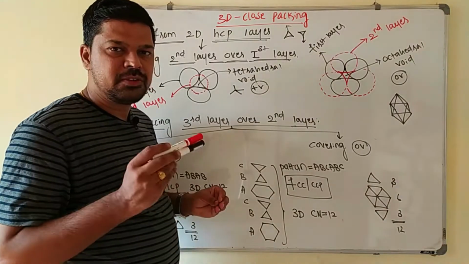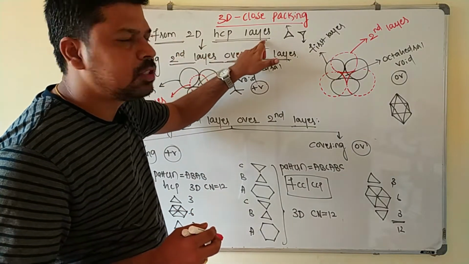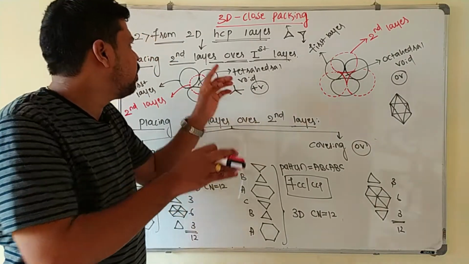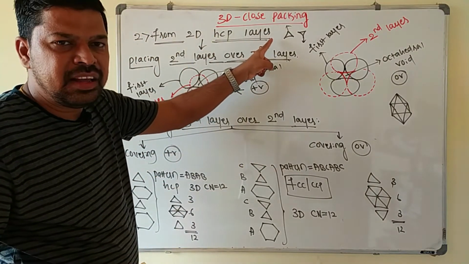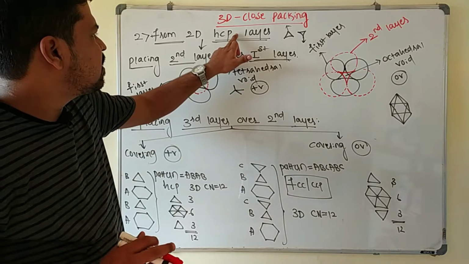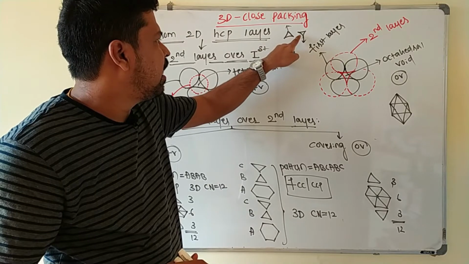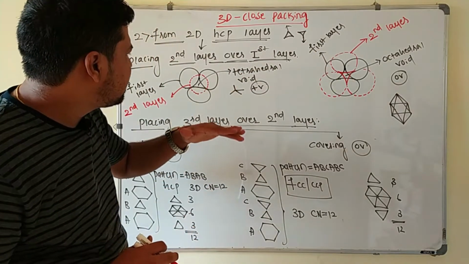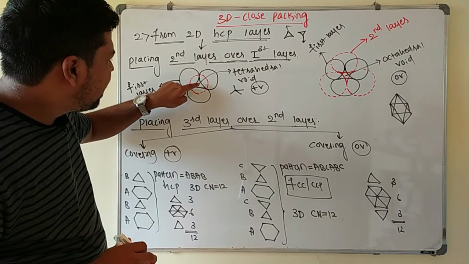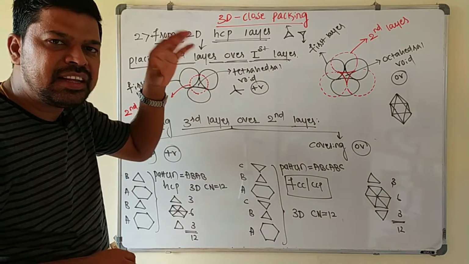Next, the next type of important close packing is 3D close packing from two-dimensional hexagonal close packed layer. 3D structures are prepared by placing the layers one above the other, and here we are taking hexagonal close packed layers placed one above the other. First thing you keep in mind, this hexagonal close packed layer has two types of triangular void. One has its apex in the upward direction and another has its apex in the downward direction. Whenever the second layer is placed over the first layer, there are two possibilities. The triangular voids of the first layer are covered by the spheres of the second layer.